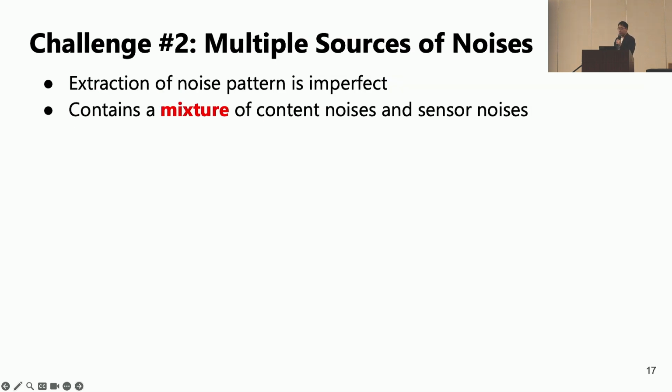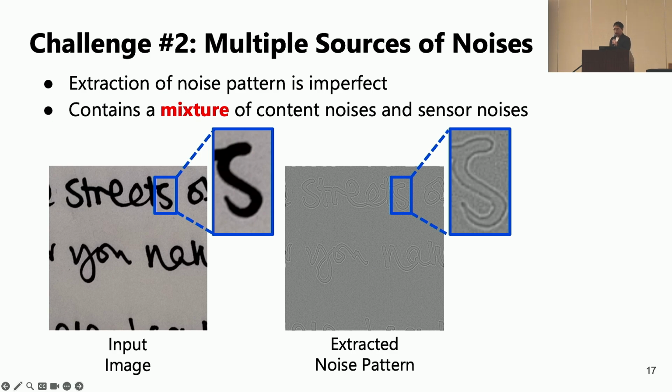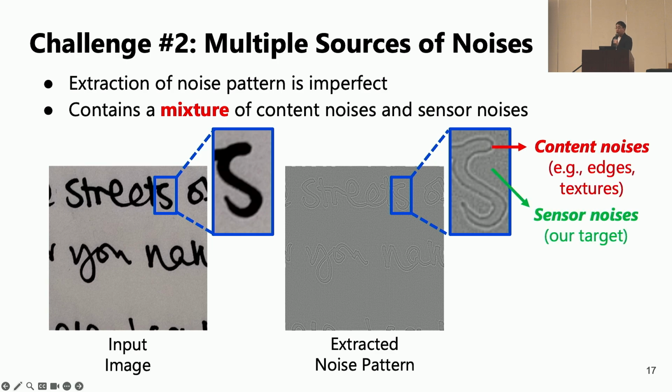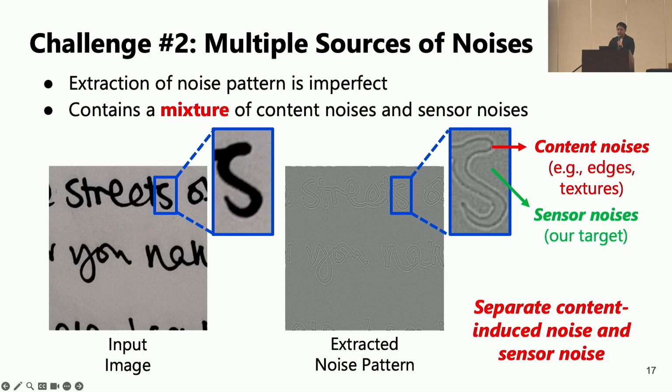Second, the noise pattern contains not only the sensor noise, but also content-induced noise. For example, in the noise pattern shown here, the edges of the letter S are still visible. These edges and textures represent unwanted content noise. What we actually need are the sensor noises usually found in uniform regions, such as the white background. So separating content-induced noise from sensor noise is not trivial and requires special design considerations.